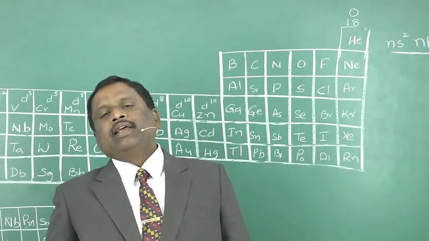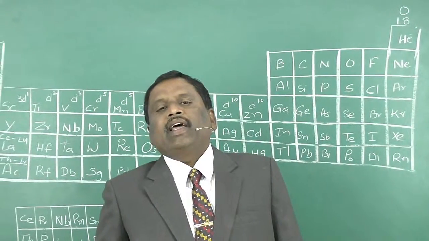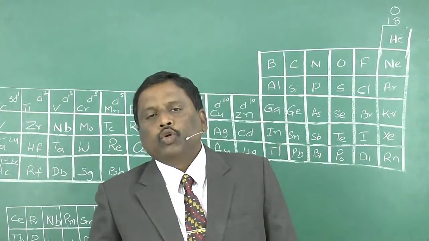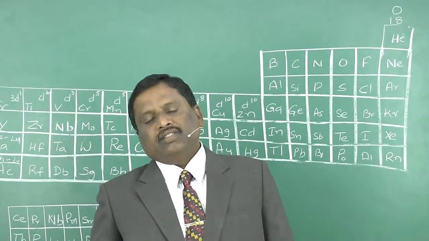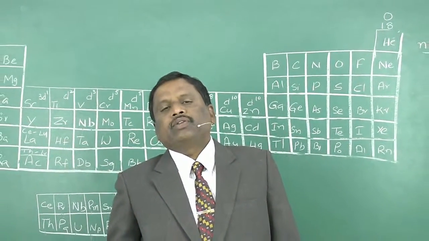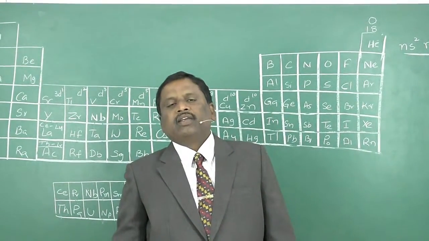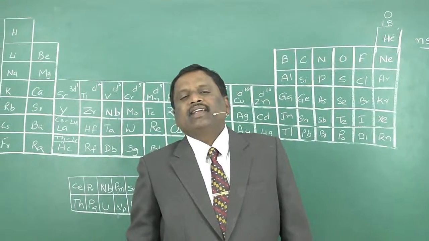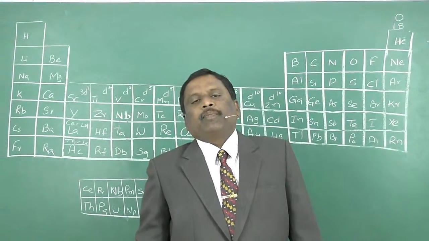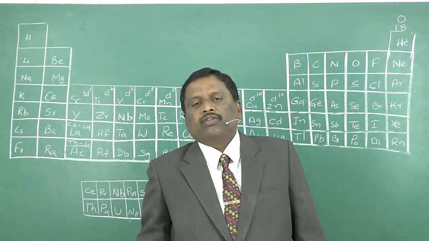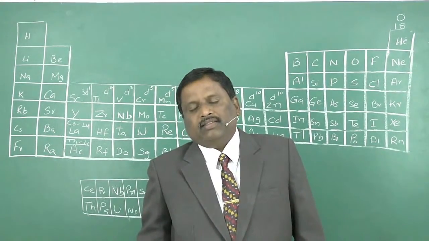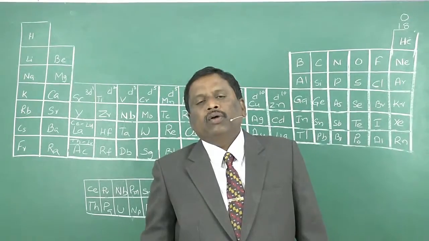The elements which are present in the 18th vertical column of the periodic table are considered as zero group elements or 18th group elements. These elements are reluctant to take part in chemical reactions at normal conditions. That's why they are called inert gases. Since these gases are present in air along with oxygen and nitrogen, they are considered as aerogens.